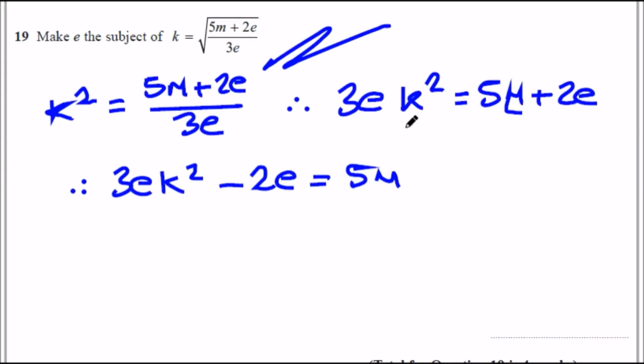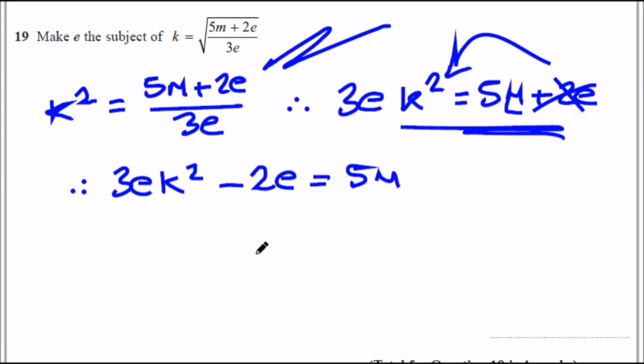So I just subtracted 2e from this equation, so this eliminates and goes right here. Now, this is where things get tricky.